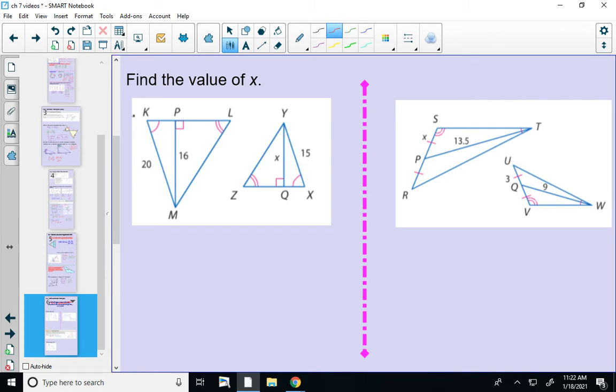I said this, but maybe I'll write it down. I know triangle KLM is similar to triangle XZY. So it looks like KM is going to correspond to YX. So maybe I'll make one of my fractions 20 is to 15 as, and then I'll relate the two altitudes. So PM, 16 is to YQ.